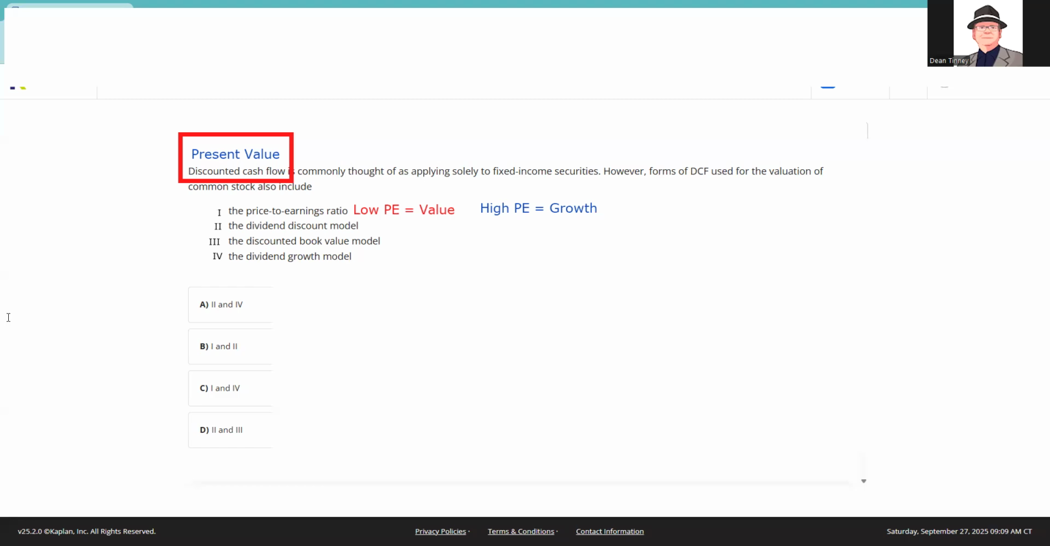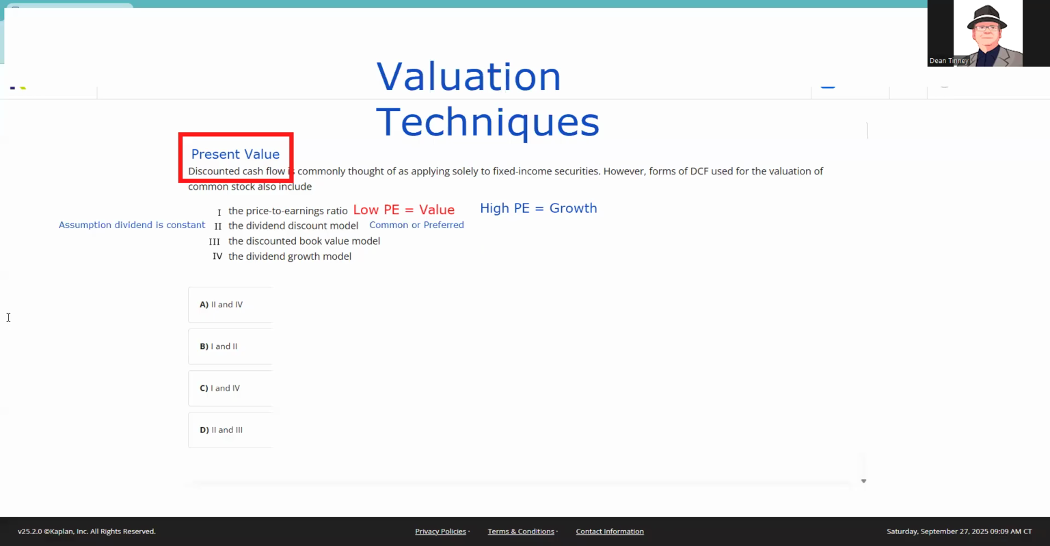So that's part of our answer set, certainly. And again, the assumption is the dividend is going to be a constant, it's not going to change. So we can apply that as a valuation technique to both a common or a preferred stock. The discounted book value, there's no such thing as the discounted book value. There is price to book as a valuation technique, but it's not something that is in this question, right? The assumption on the dividend growth model, right on. So there's our answer, 2 and 4.